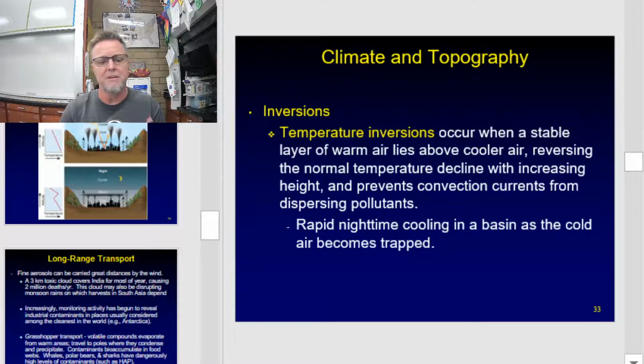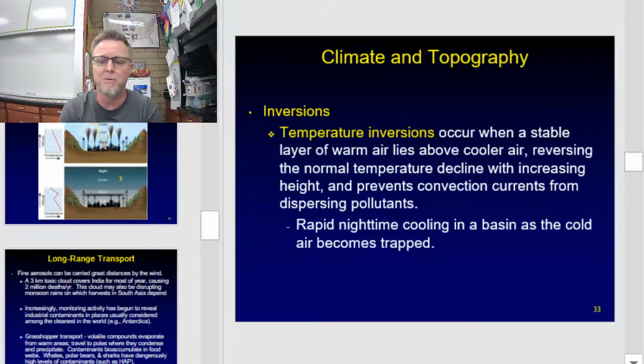When you think about climate and topography, the most important point that I can make regarding it is this idea of a temperature inversion. Normally, if you remember what you learned about convection cells, when you create warm air, it rises, eventually cooling in almost a mushroom shape and falling back to Earth. That's the normal order of things. And if there's pollution in that column of air, up it goes with the air.